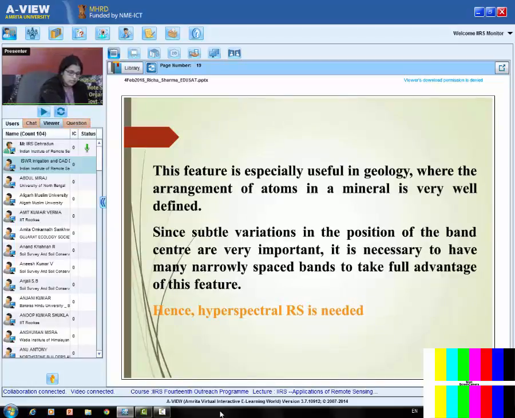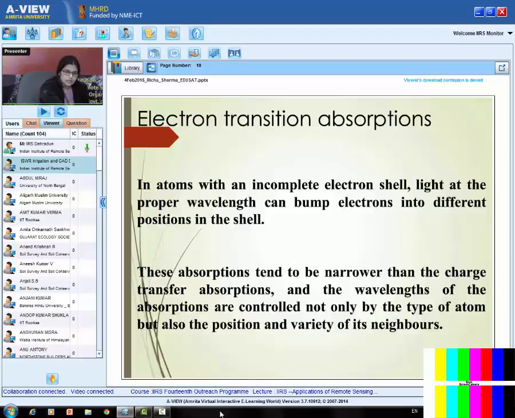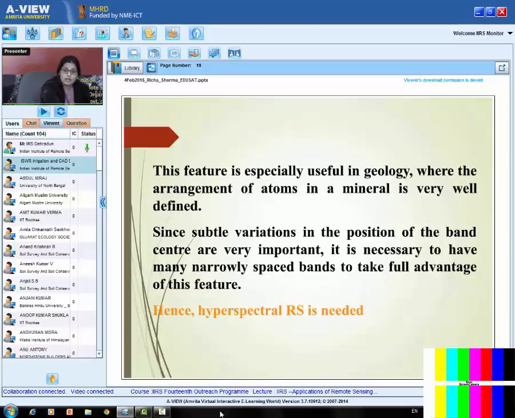Among these three types of absorption, the electron transition absorptions are important for geology, because the arrangement of atoms in a mineral is very well defined, and whenever there is a small change in the arrangement because of the neighbors, the absorption also changes. So the subtle variation in the position of the bands is very important, and therefore we need very narrowly spaced bands so that we can take full advantage of this in future.